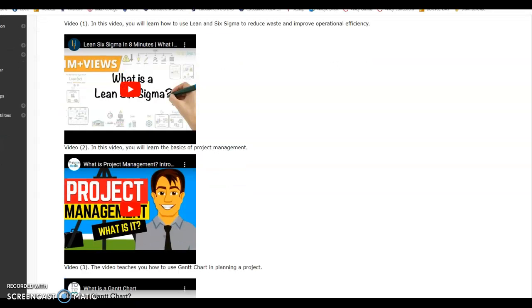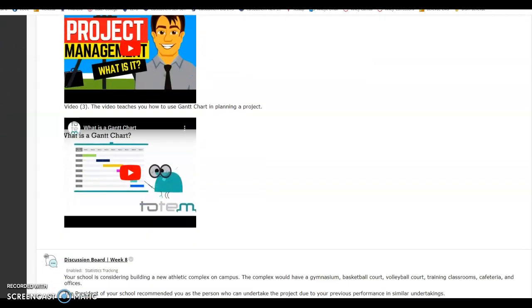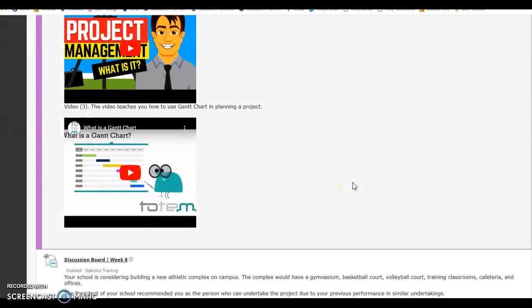steps. In video 2, we're going to look at the basics of project management. And the third, we're going to look at the Gantt chart. Gantt charts are very, very helpful when we're looking at just how different things go on in our environments, and we plan those things out. A Gantt chart gets those things acclimated.